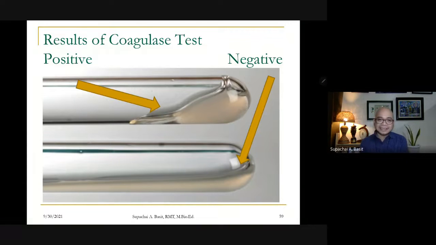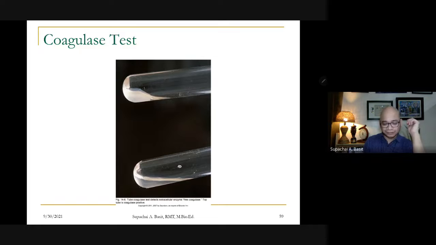So this is an example of a positive result. As you can see, there is a clot formation. There's a gel formation of plasma. And here is the liquid. But the liquid remains liquid. What is that? Negative result. So another example. So you can see it is turbid.